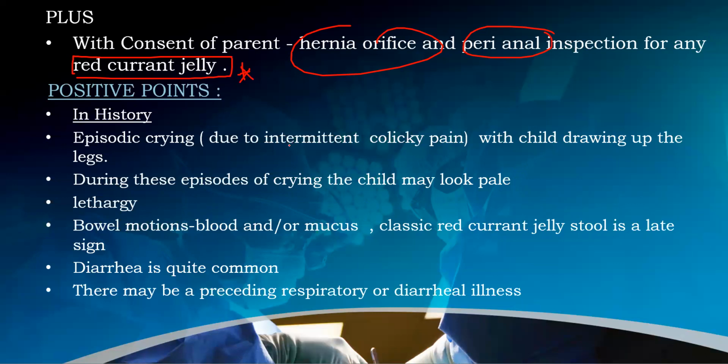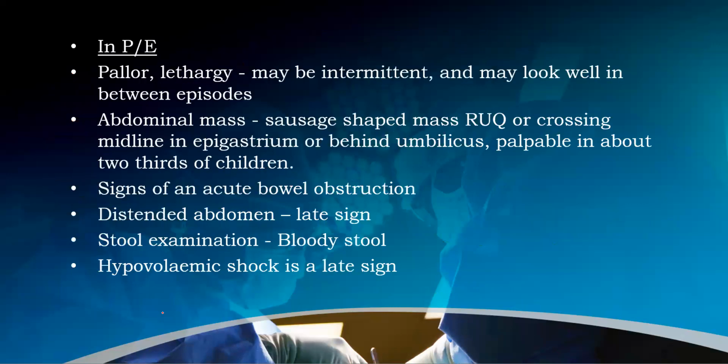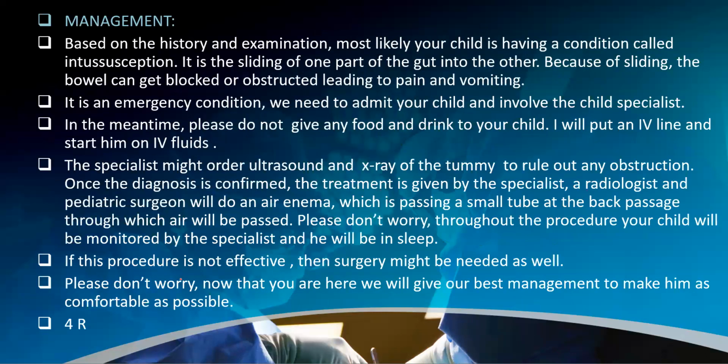The children usually present with episodic screaming or crying. Because they're in severe pain, they drop their legs to the chest. During the episode, they look pale. They can also get a bloody diarrhea, classic red currant jelly-like stool. Dehydration is common. And sometimes before this episode, they can give some history of upper respiratory tract infection. Physical examination, we already know, so that's fine.